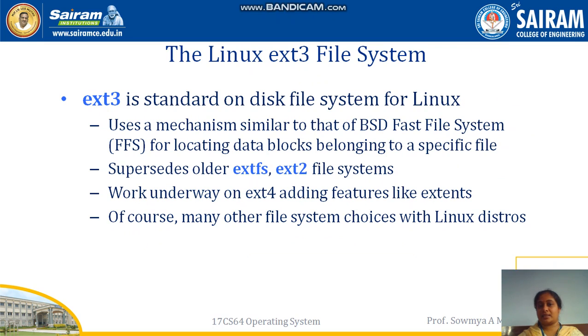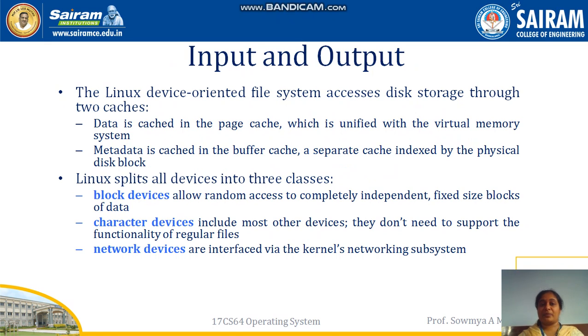The Linux ext3 file system is an extended version of Linux extfs and ext2. It uses a mechanism similar to the BSD fast file system for locating data blocks belonging to specific files. Work is underway on ext4, adding features like extents. These other file systems are chosen in the Linux directory.